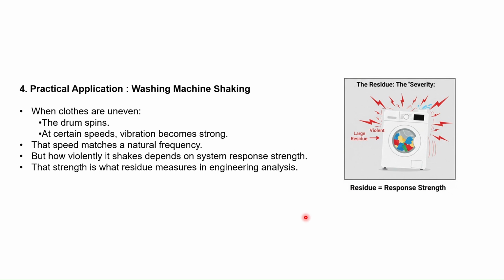So coming to the practical applications, you see till here we have solved the entire problem, but apart from the tornado, where else can you apply the concept? So think of a washing machine in which you put a lot of clothes, and when the drum of this washing machine spins, at certain speeds the vibration becomes very strong. And why does it cause so much amplitude? It is because the speed matches the natural frequency.